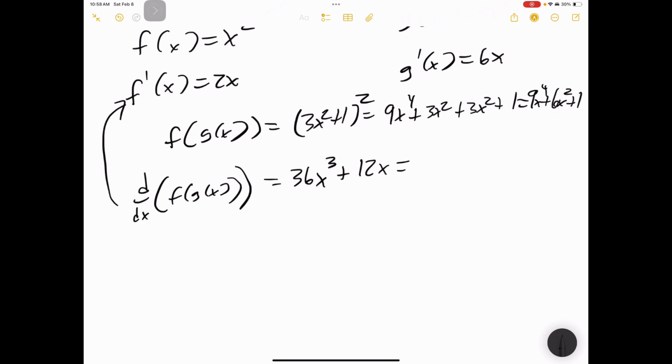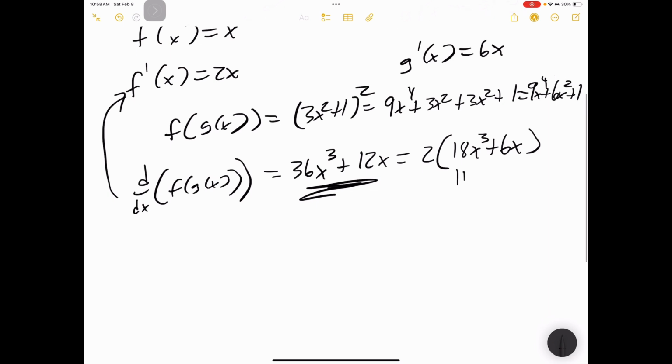So let's mix things up a little bit, and you'll see why I'm going to mix them up in a second. I can pull a 2 out of this. So let's pull a 2 out. Let's say this is 2 times 36 divided by 2 is 18, x cubed plus 6x.